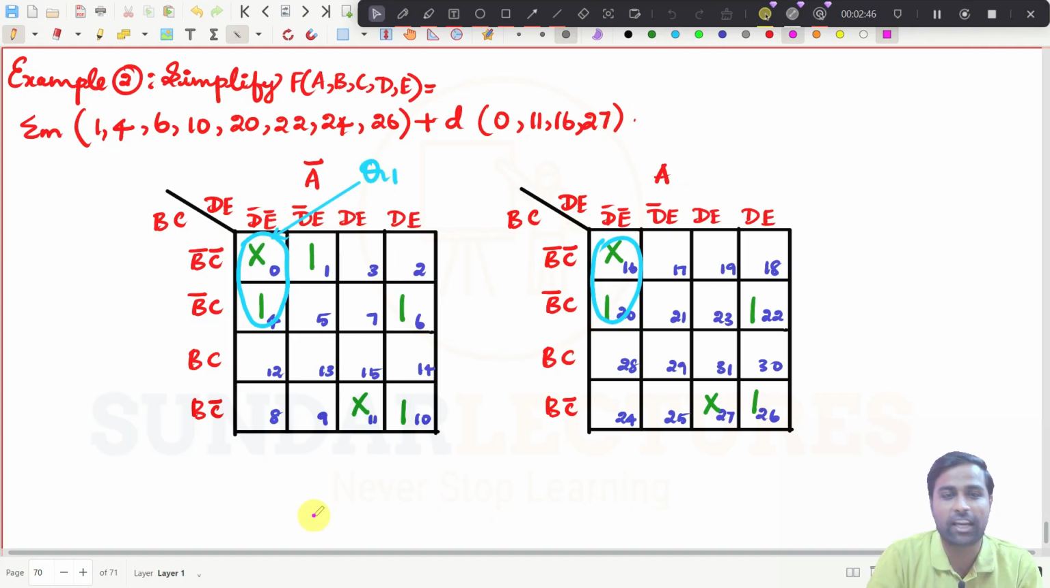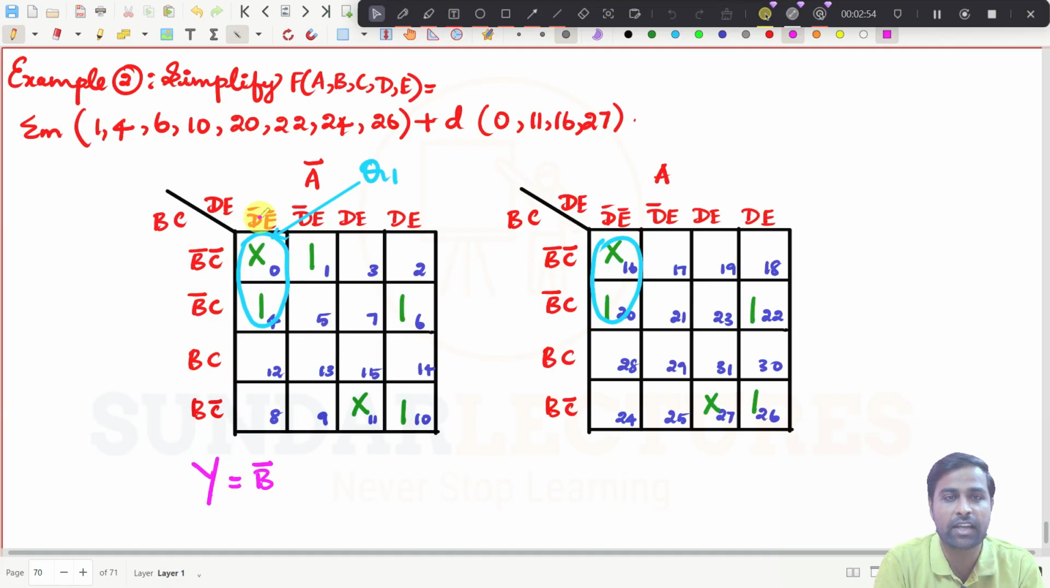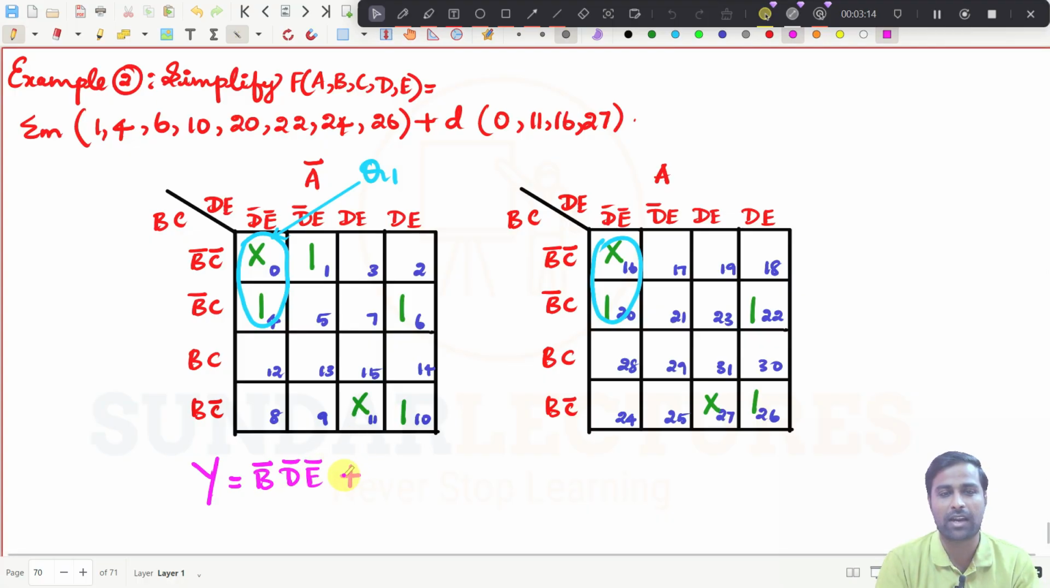So how will you write the expression? I have already told you. So Y is equal to, you have to check for these 2. It is B bar, and D bar, E bar, you have to straight away write D bar, E bar. The same terms will come here too. I have compared these 2 K maps, so I don't need to write A or A bar because there are no common terms in A and A bar. So it is a quad, so 2 variables have been reduced. Simply, you can understand.